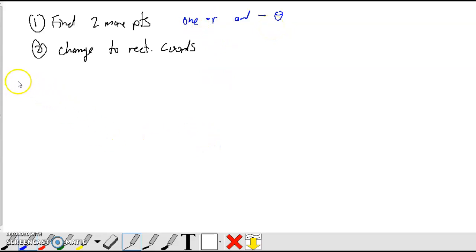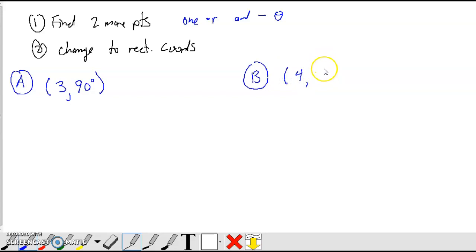Okay, so let's do another example. We'll call this A. Let's say that the point is 3, and let's start off easy. We'll say 90 degrees. So that'll be the first one. And then for B, I'm going to say 4 comma, we'll start off with another easy one, 3 pi over 2. So go ahead, pause the video now and try these and see if you get the same ones that I'm about to get. We should for sure get the same rectangular coordinates, but depending on how you put these together, that kind of kills 2 birds with 1 stone. So you might have slightly different ones than me.